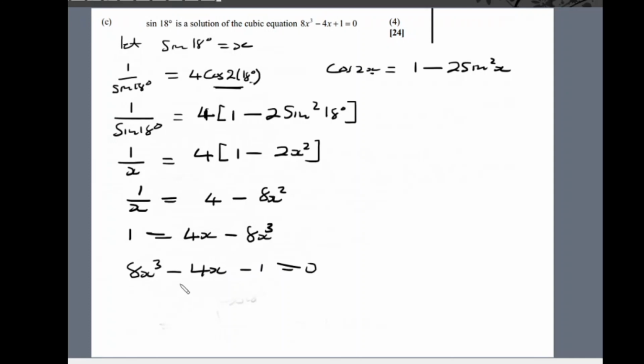Therefore sine 18 satisfies this equation, right? Because x is equal to, let x be sine 18 degrees. So sine 18 degrees is a solution to this cubic equation, right? Therefore sine 18 degrees is a solution, and then you are done.